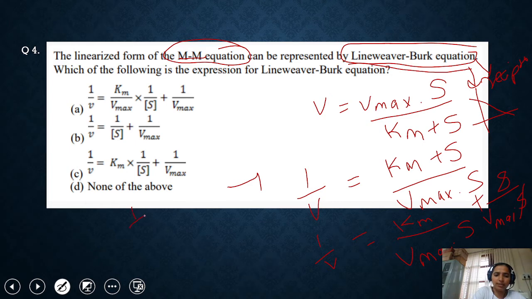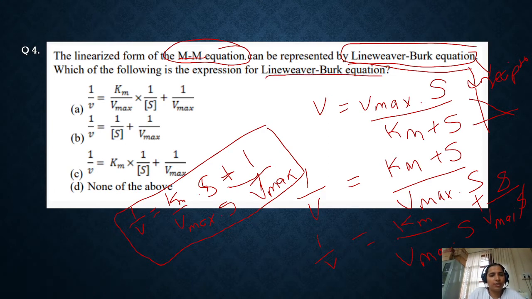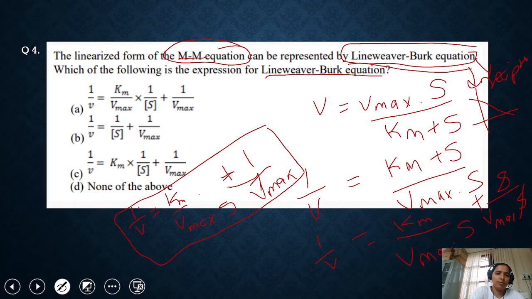This will become our equation: 1 by V equal to Km upon Vmax into 1 by S, plus 1 by Vmax. This is the equation that finally comes for the Lineweaver-Burk equation. So let's check with the options. Option A is 1 by V equal to Km upon Vmax into 1 by S plus 1 by Vmax. So option A is correct.